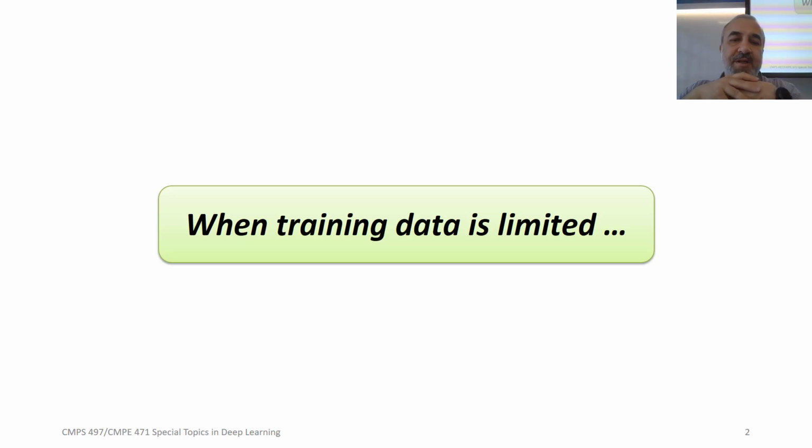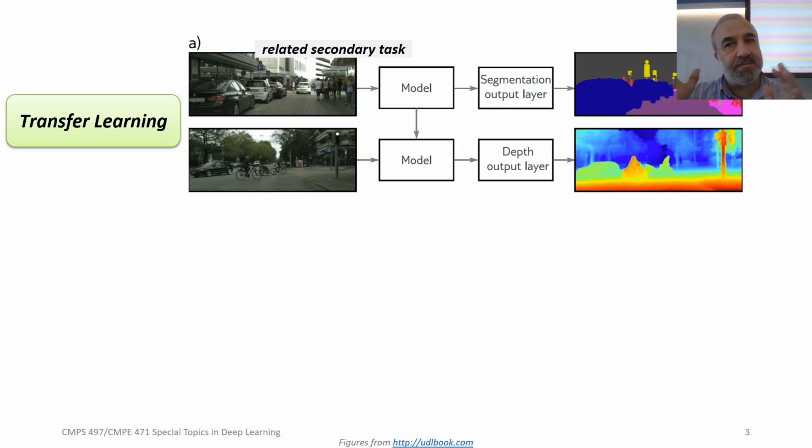So mainly we use these techniques especially when we have very little training data. So we have a task we want to perform, and we have very little labeled data for that task. What we can do is different ways. The first one is called transfer learning.